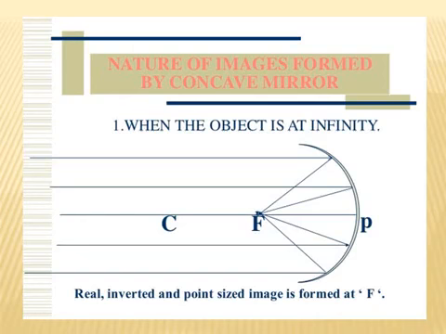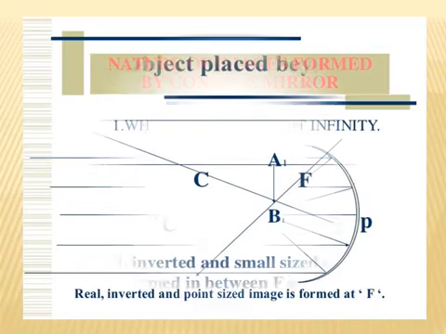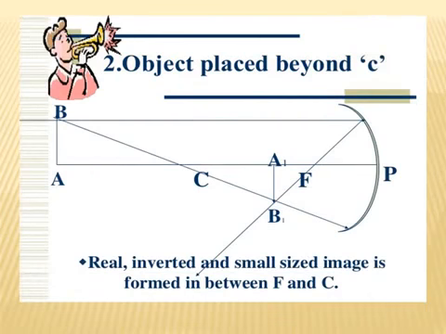So these are the qualities of the image. This is a very easy diagram. You can draw it. Now the image is placed beyond C. Now you observe the diagram. P, the pole of the mirror, F, focus, C, center of curvature. So these are the positions. First we have to draw the principal axis, then fix the points P, F and C.